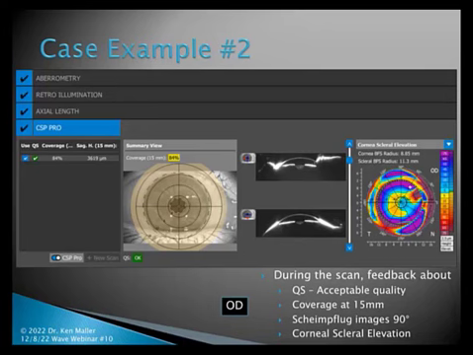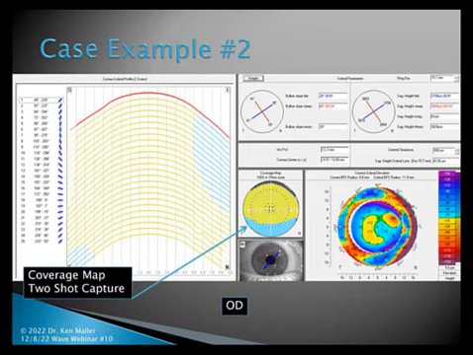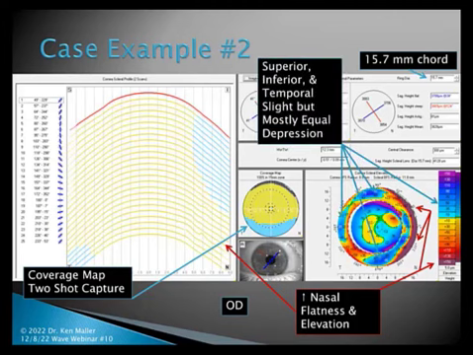elevation data. This is the CSP display, and you can see this was done on a 2-shot capture, one for the yellowish golden top part, and then just for the turquoise down at the bottom when I pull down the lower lid. I set this for a 15.7 millimeter chord, and what we can see here, on the graphic elevation as well as the arcs, is that there's an increased flatness and elevation on that nasal side. We can see that the other 3 quadrants are fairly equal and just really slightly depressed.